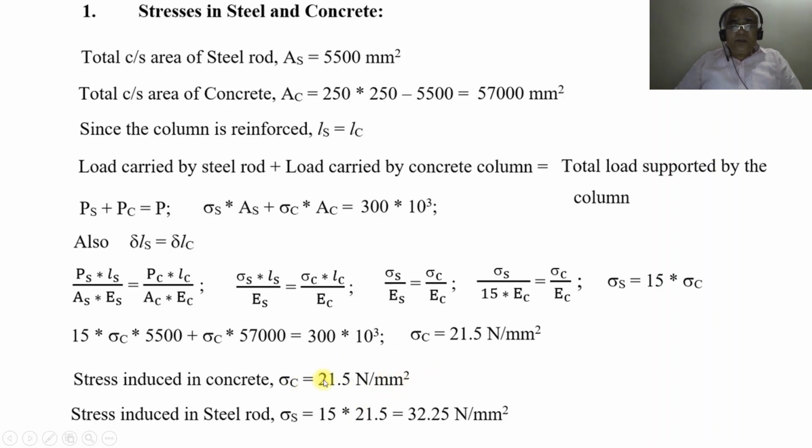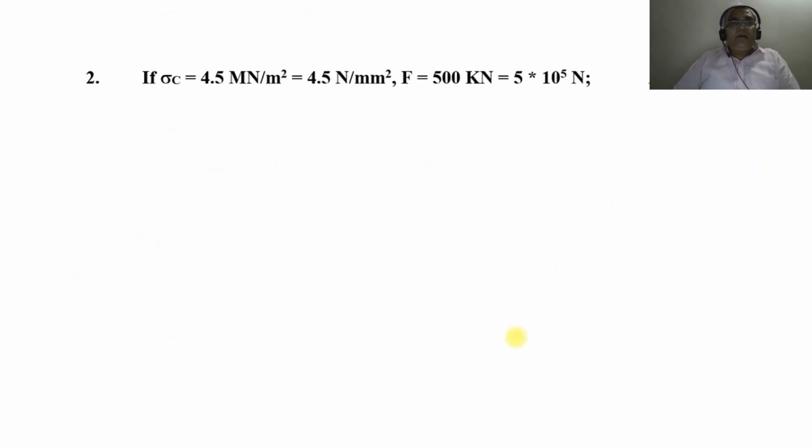Since I know the value of sigma C, sigma S is equal to 15 times sigma C, which is 15 times 21.5, so that amounts to 32.25 Newton per mm square. Now, if sigma C is 4.5 mega Newton per meter square, the load is 500 kilonewton, which is 500 into 10 to the power of 3, that is, 5 into 10 to the power of 5 Newton.